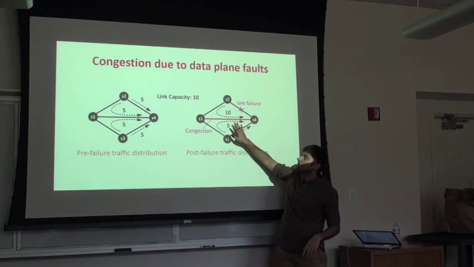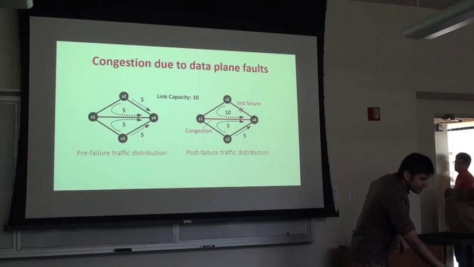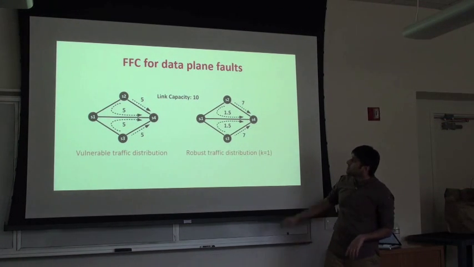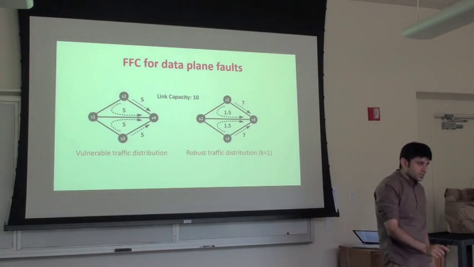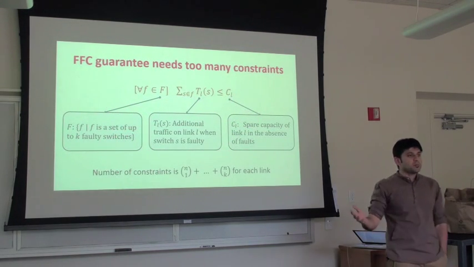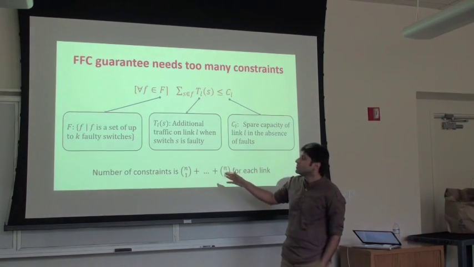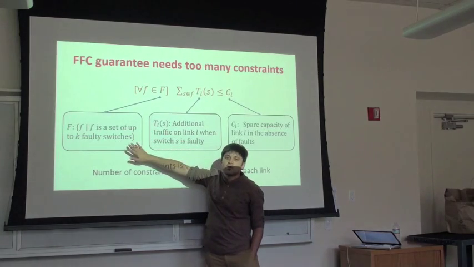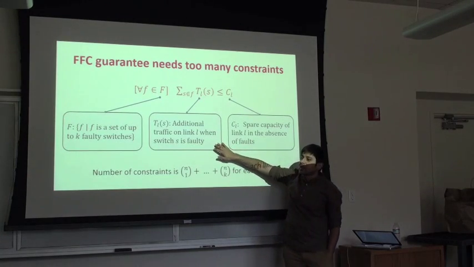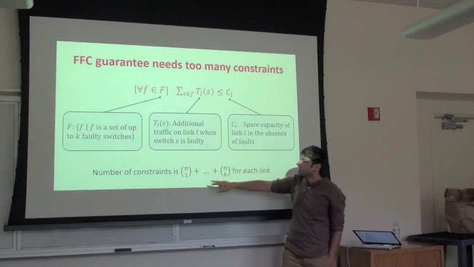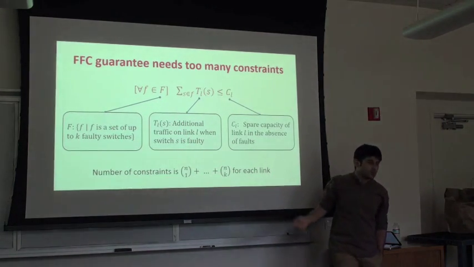The data plane faults are somewhat similar. If you were computing this and one link fails, this router would start sending traffic on the other link, and that link will get congested. But if instead we had a different traffic distribution, this is robust to any single link failure in the network. So our goal is to compute these things. The problem is that there are too many possible faults in the network. This is an abstract equation of how you deal with it: for all possible faults of k or fewer switches, the traffic that will come when a fault happens should be less than the spare capacity. The problem is that the number of constraints is too high for us to be able to solve it.